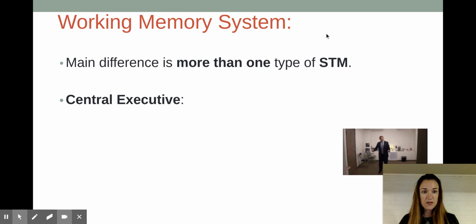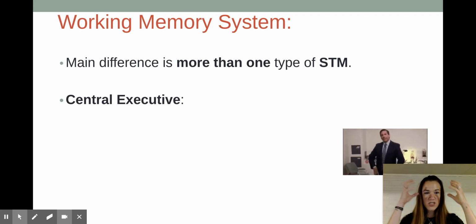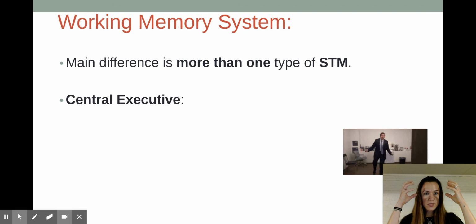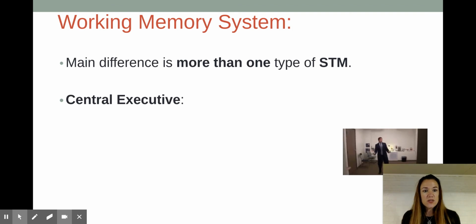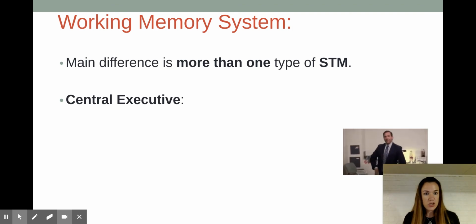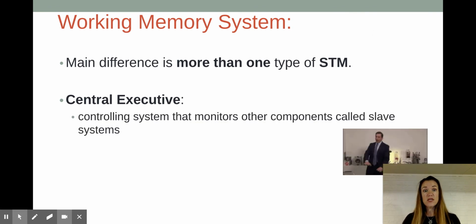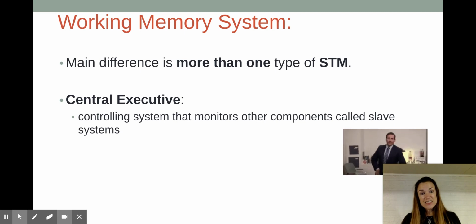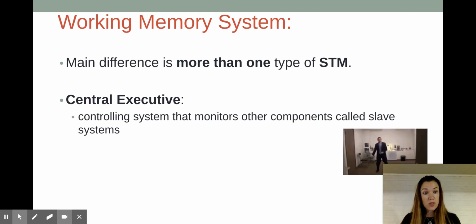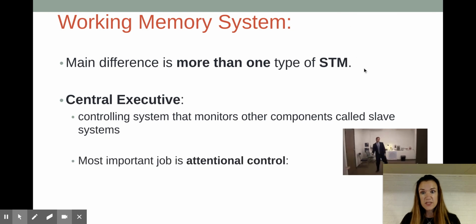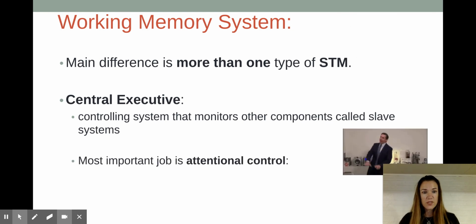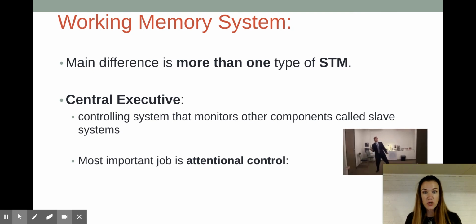The central executive is one part. If you imagine this working memory system, there are little parts in your brain. And the central executive is like the one who's directing the attention. This is the controlling system that monitors other components called slave systems. Probably not the best choice of names or wording, but that was what they were called. So please, I did not make that up. These slave systems, we're going to go into what those are. But the most important job of the central executive is attention control.